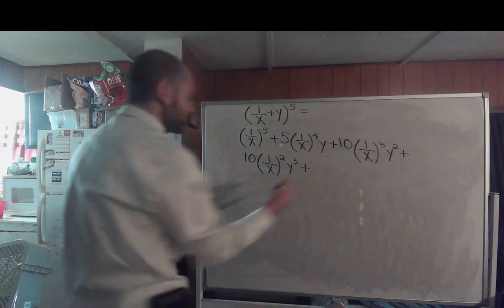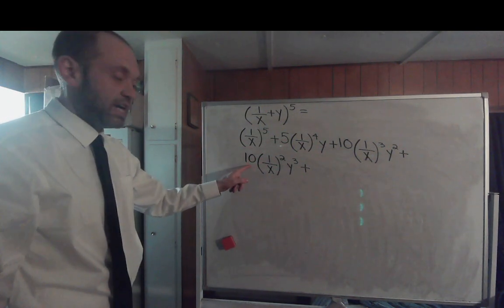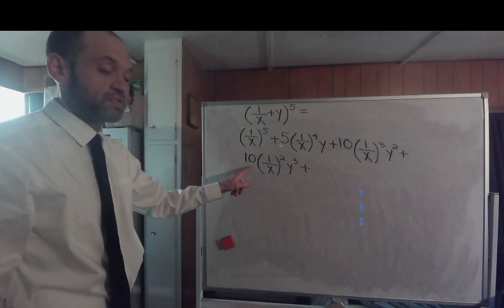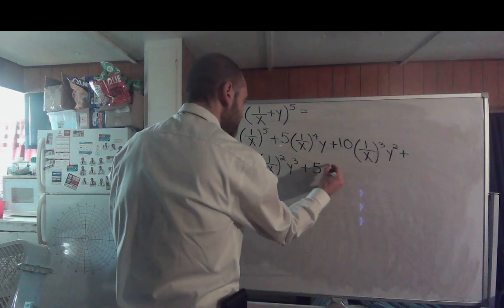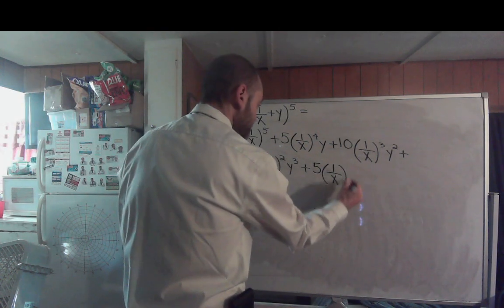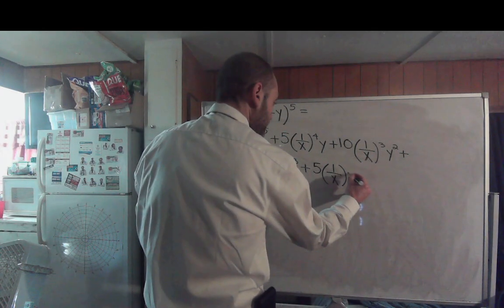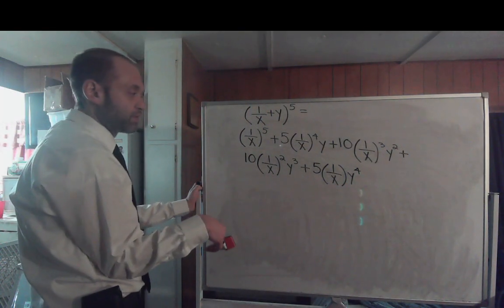Let's get the next term. So bring that 2 down in front here, multiply it by the 10, that gives me 20, divided by the current term number I'm on, which is 4. 20 divided by 4 is 5. So that'd be 5 times that 1 over x lowered a degree, which would just be to the 1st power, times that y raised another degree, so that'd be y to the 4th.